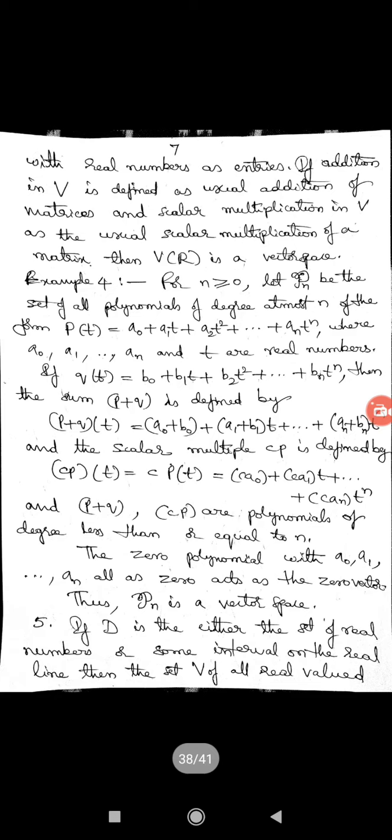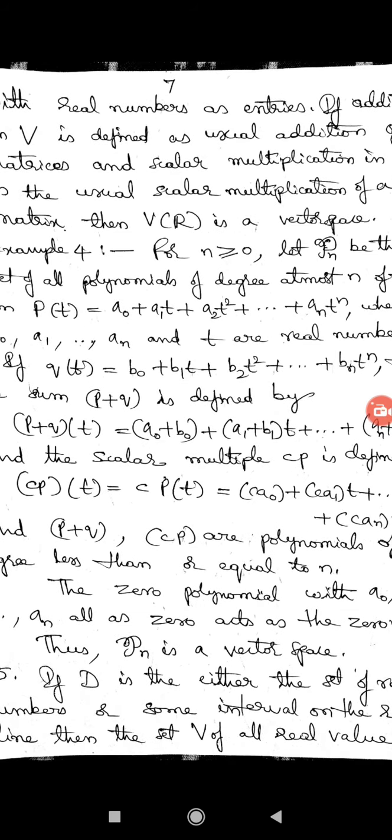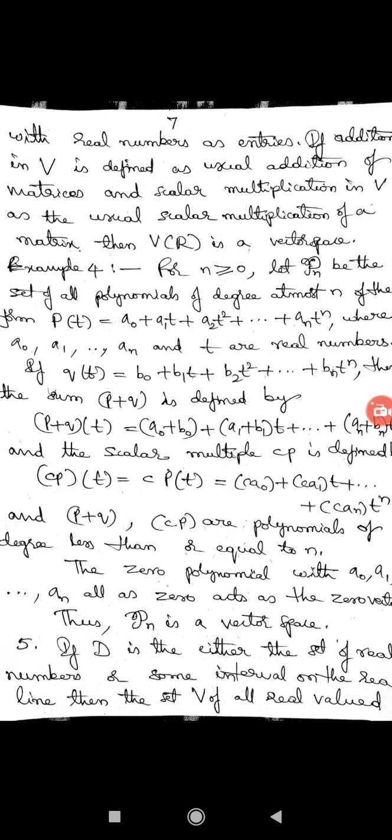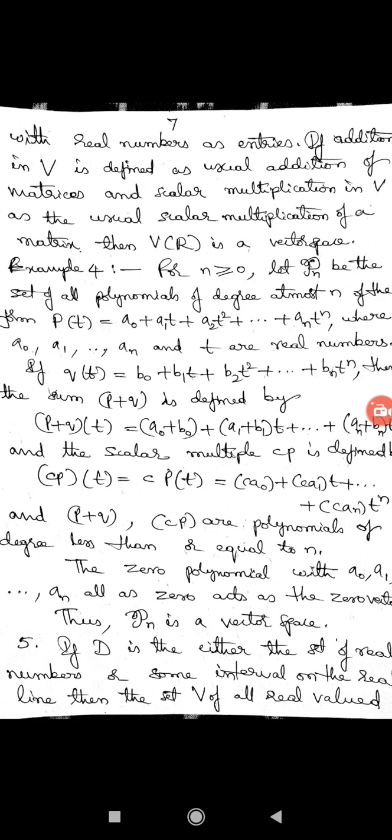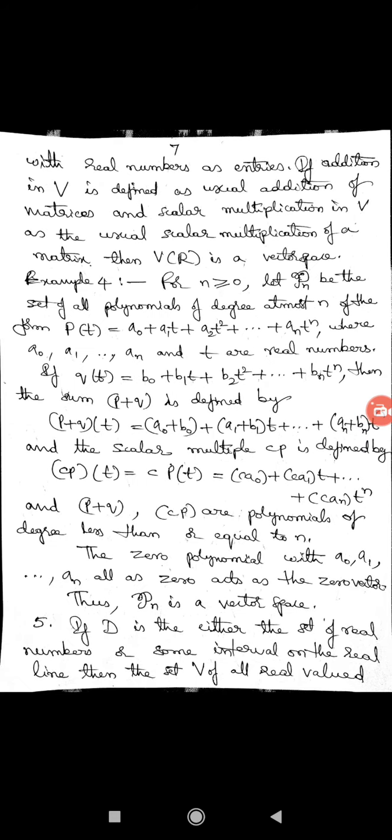The zero polynomial, with a0, a1, ..., an, all the coefficients as zeros, acts as the zero vector. Thus we have addition, scalar multiplication and the zero vector in the set of polynomials Pn, and that is how we can say Pn is a vector space over the set of real numbers. Here also the set of scalars is the set of real numbers, which we have to understand.